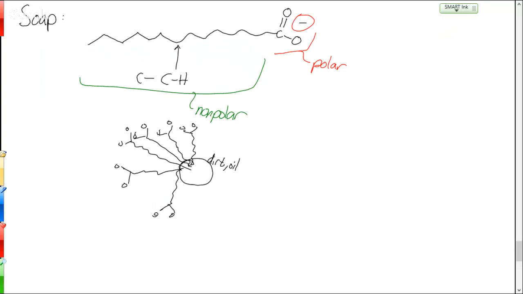If you ever have a bunch of oil on your hands and you try to just wash with water, nothing really happens. It doesn't really come off very well. You put soap in there, and the reason you have to rub it is because the rubbing breaks apart those nonpolar things into small enough particles that they can fit inside these balls called micelles and then be dissolved by the water.